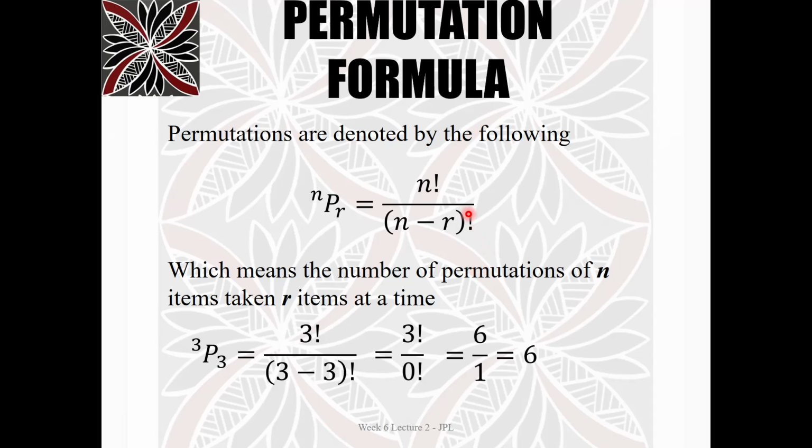Okay, so here's the formula for permutation. This is called nPr. The formula is n factorial divided by n minus r factorial, which gives the number of permutations of n items taken r at a time. For example, 3P3 is 3 factorial divided by 3 minus 3 factorial, which is 3 factorial over 0 factorial, and that's 6. So that's the permutation formula.